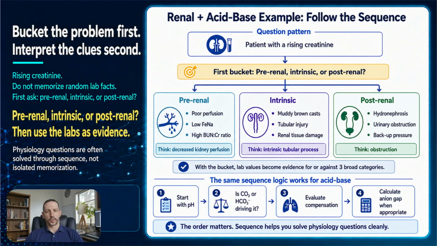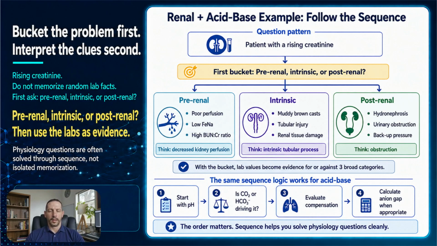The same process works with acid-base questions. Start with the pH. Then determine whether carbon dioxide or bicarbonate is driving the disturbance. Then evaluate compensation. Then, when appropriate, calculate the anion gap. The order matters because physiology questions are often solved through sequence rather than isolated memorization.